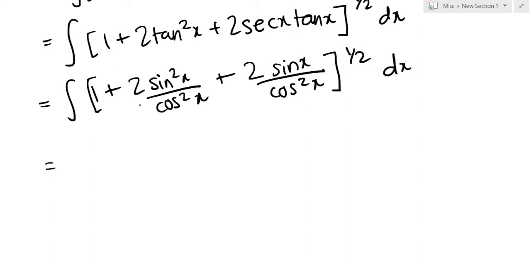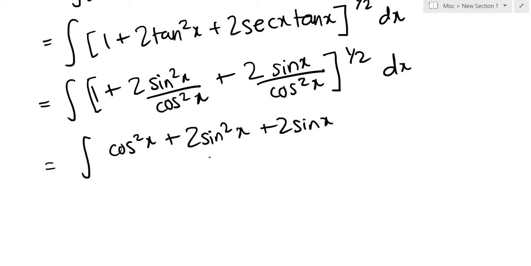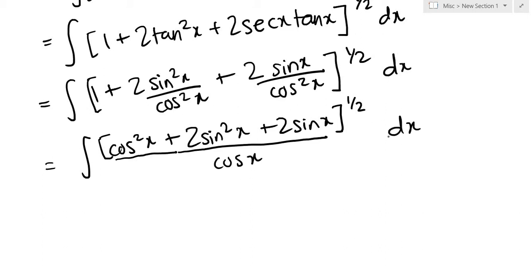And I'm just cross multiplying all the cosine squared with this one. In the end, we just have cos squared x plus 2 sine squared x plus 2 sine x, and all this is raised to the 1/2 power. And then since there was a cos squared in the denominator, I'm putting it out, applying the 1/2 power on that, and I just have the cos of x dx.